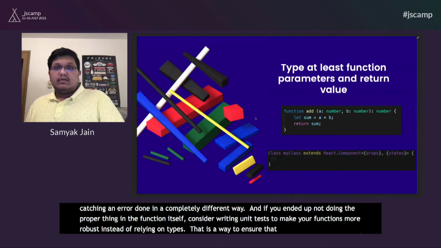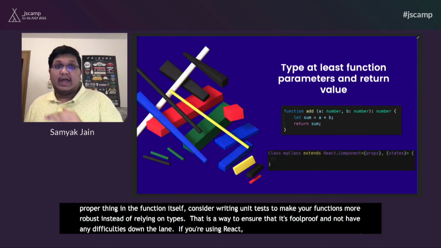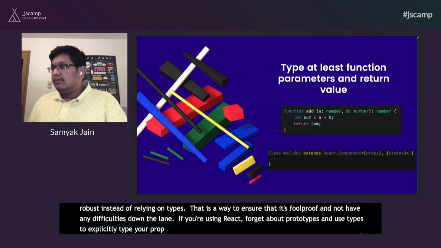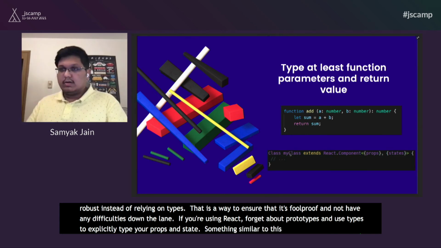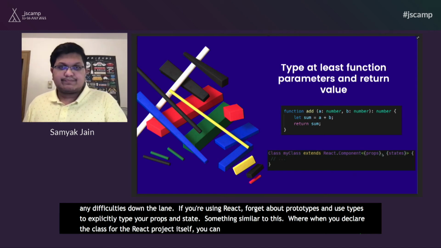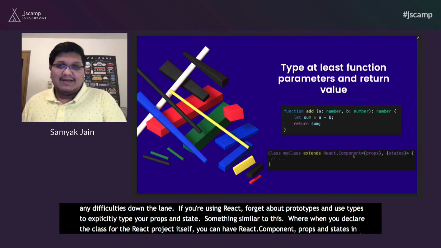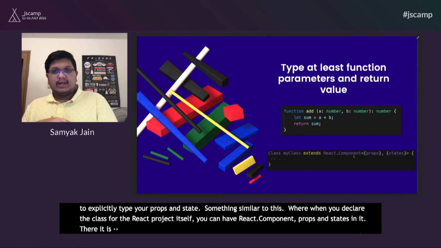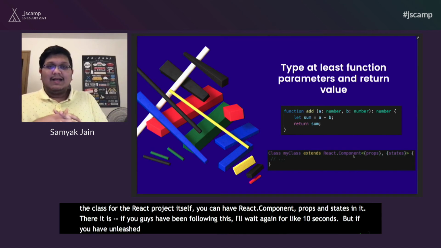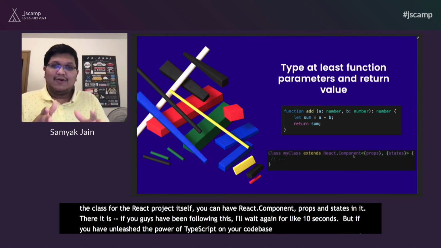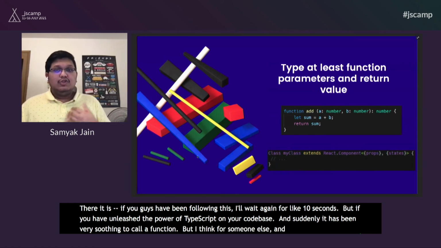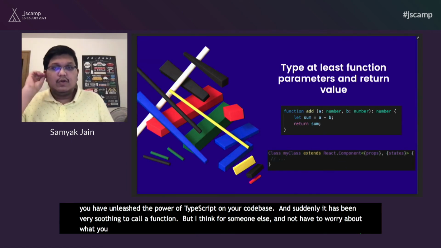If you're using React, forget about prop types and use TypeScript to explicitly type your props and states. Something similar to this, where when you declare the class for the React project itself, you can have React.Component with props and states in it. There it is. You have unleashed. If you guys have been following this, I'll wait again for like 10 seconds. But if you have been following till now, you have unleashed the power of TypeScript on your code base. And suddenly it is very soothing to call a function written by someone else and not have to worry about what you call it with and whether or not it's going to change or disappear.